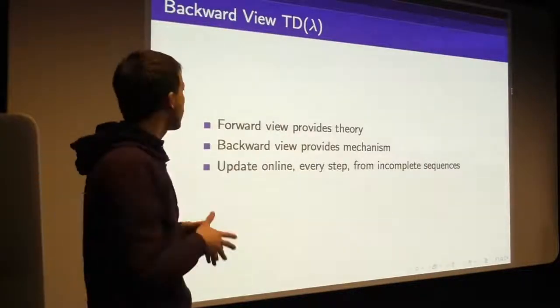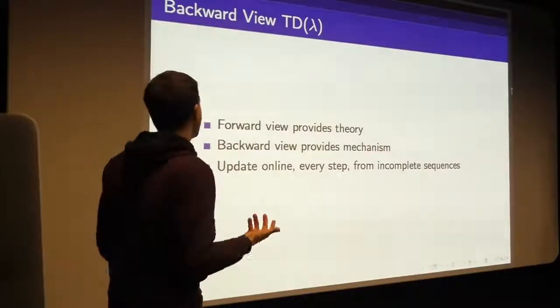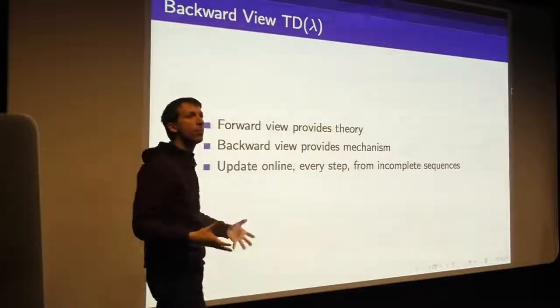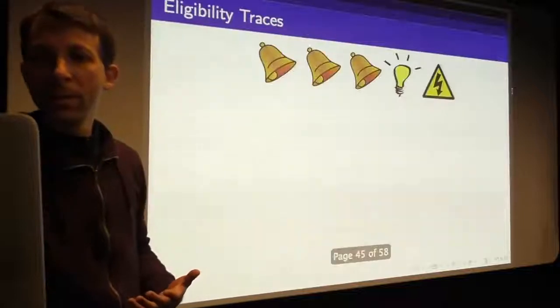Okay, so now let's come up with a backward view. How can we achieve this, but with the nice properties of TD learning, where we update online every step from incomplete sequences? And that is the TD lambda algorithm.